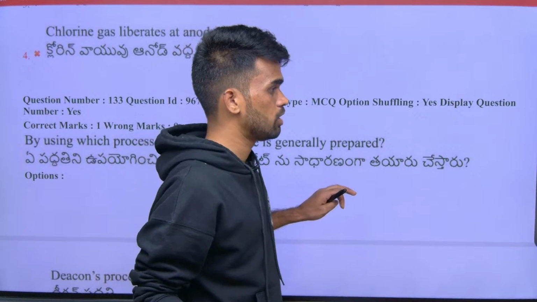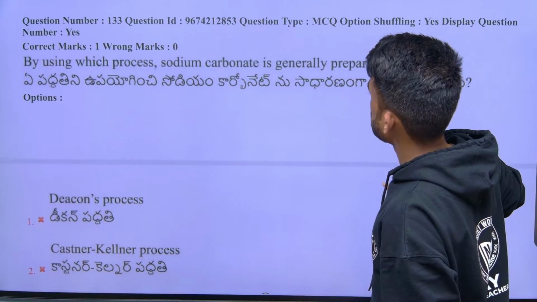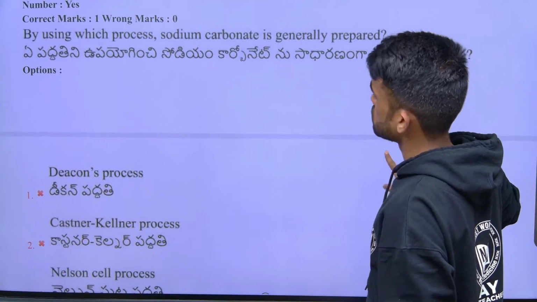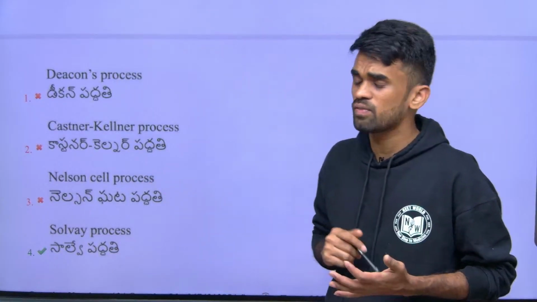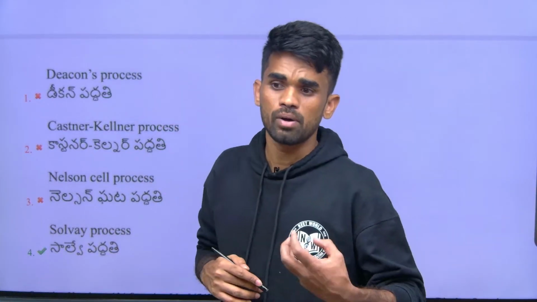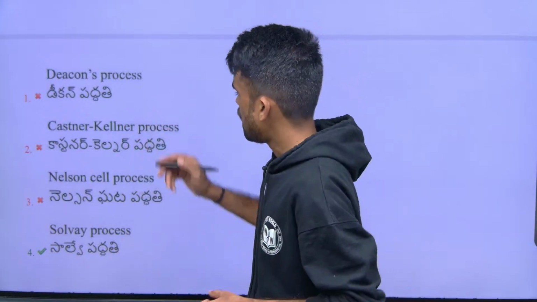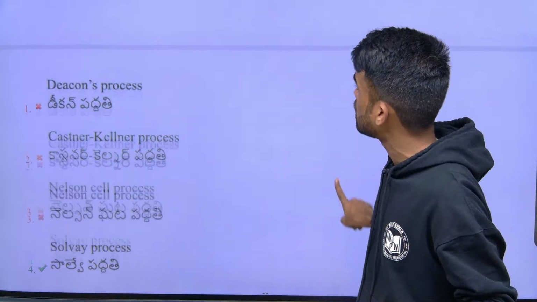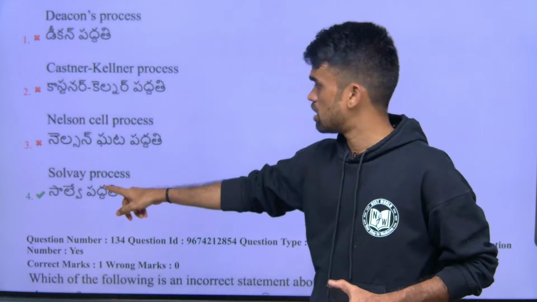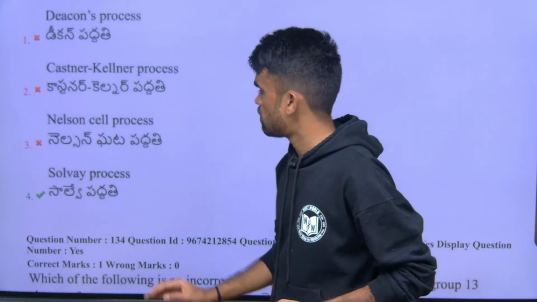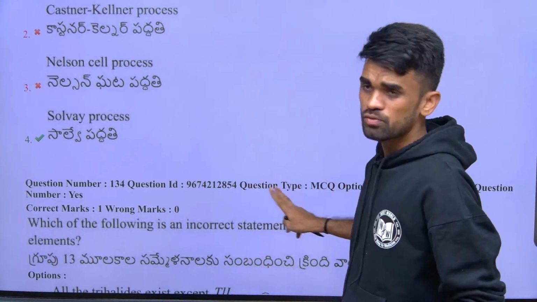Next we have: by using which process is sodium bicarbonate generally produced? So just now we discussed Kastner-Kellner process is for what? Production of NaOH. Nelson process is also for production of NaOH. Deacon's process is for preparation of chlorine, right? And the Solvay process is the best option for preparation of sodium carbonate. Hope option 4 is correct for this.